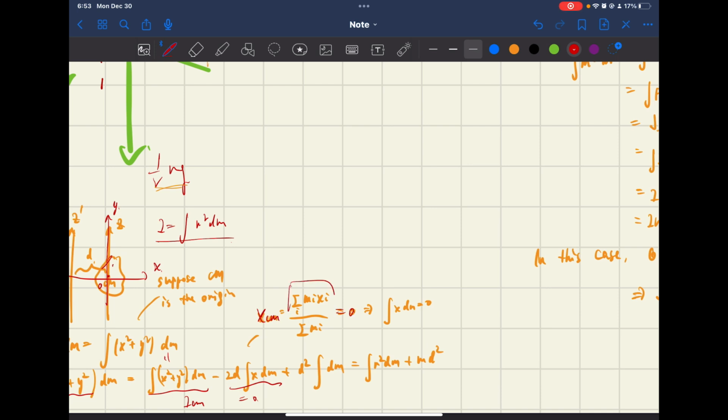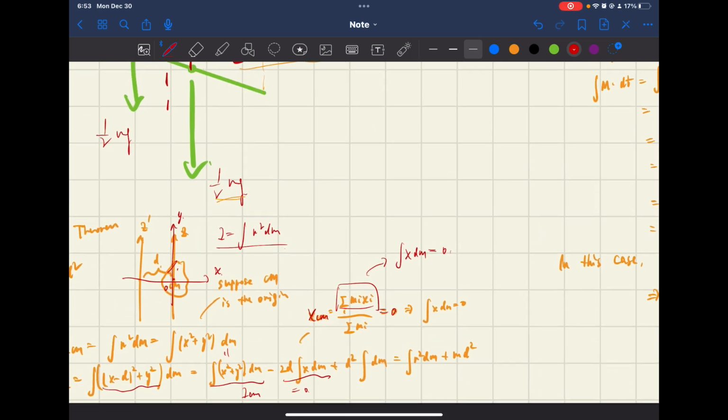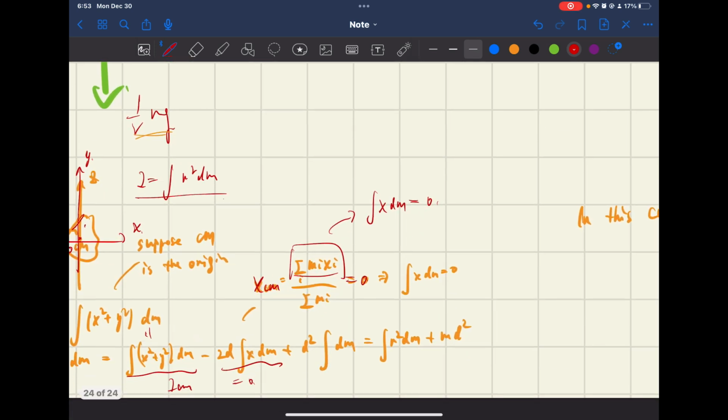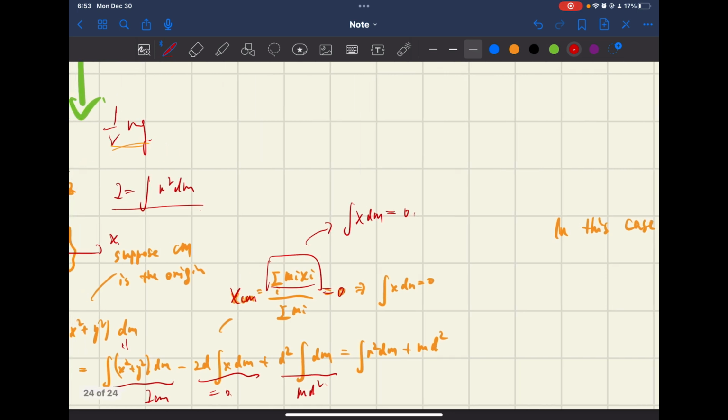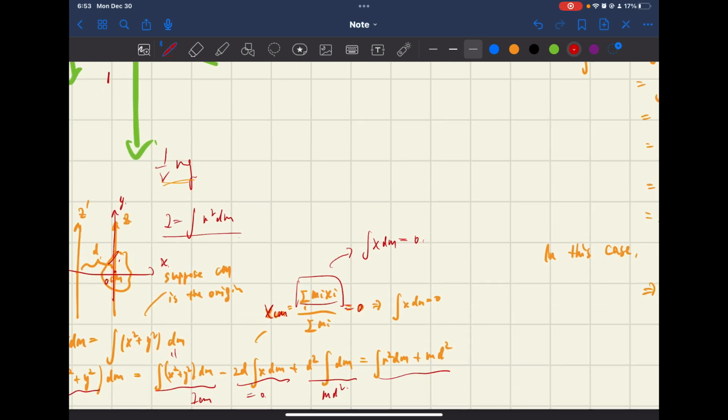So here we turn it into an integral, since it's similar, and actually it is equivalent here. So this expression equals this expression, so it equals 0. This term is 0, and because we're integrating all the mass, this last term should be m times d squared. And here's the final form of this theorem.